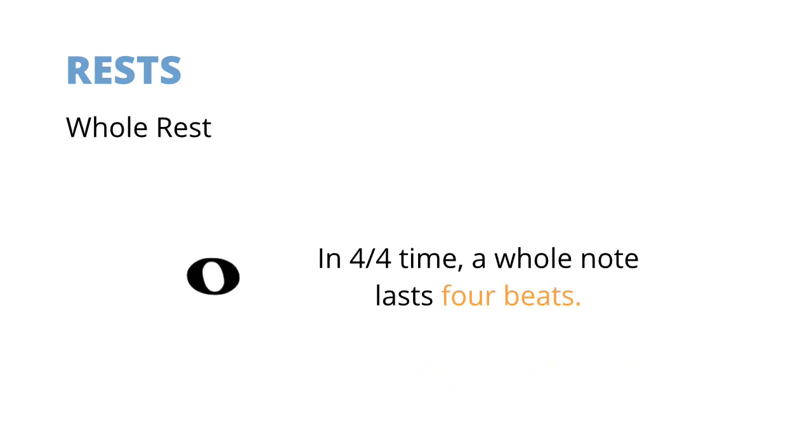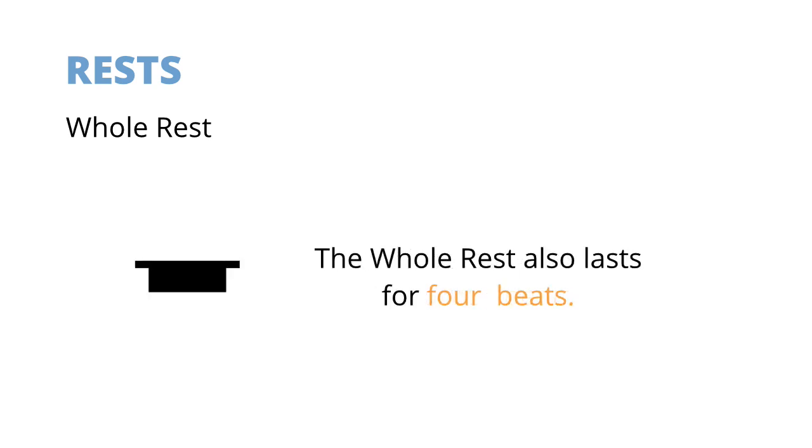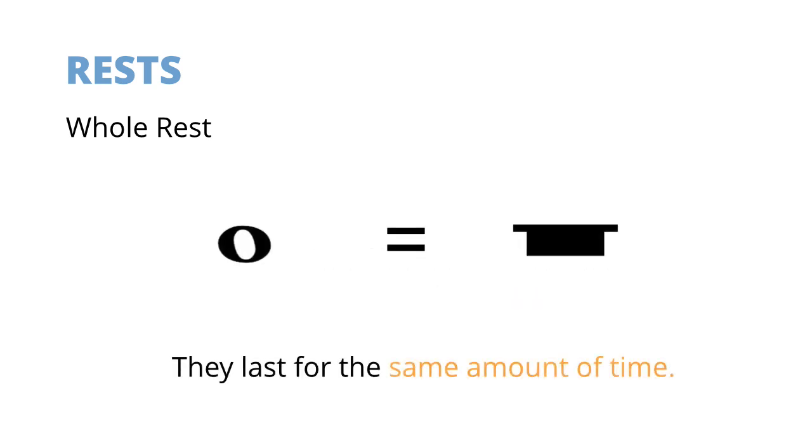Last one, you can probably guess what's coming. Since a whole note is worth 4 beats, a whole rest is also worth 4 beats. Notice that the whole rest looks very similar to a half rest. Here's a quick and easy way to remember the difference. A whole rest hangs under a line like a hole is under the ground. So the whole note and the whole rest are equal. They last for the same amount of time.